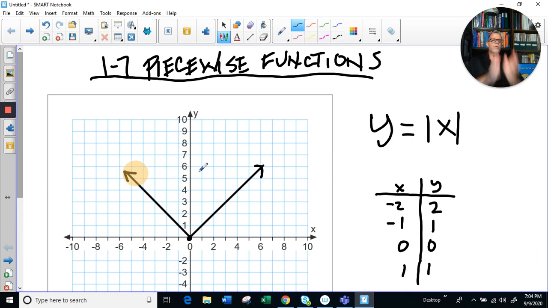You remember you always called it the V-shaped graph, right? That's what your teachers always told you. Remember, if you see absolute value, you think V-shaped graph. Well, you may not have realized, but this is a piecewise function.